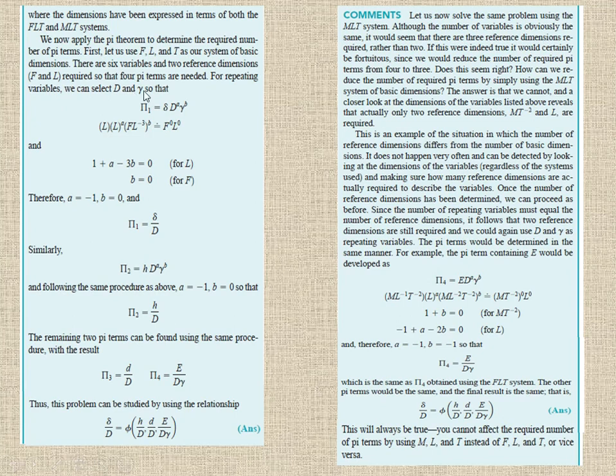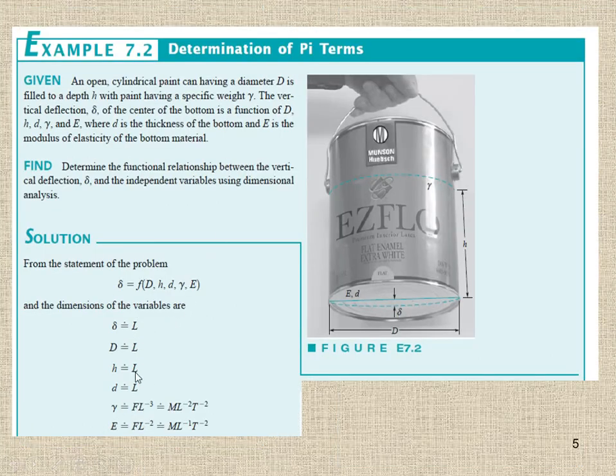So we can select D and gamma, since in all 6 variables, you can see all 6 variables in the previous slide, we do not have any flow properties. We only have the geometrical properties and the material properties, but we do not have the flow properties. Since this gamma is related to fluid, that's why we have considered this as a repeating variable.